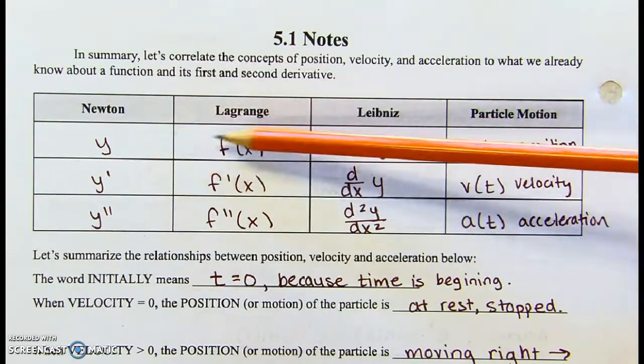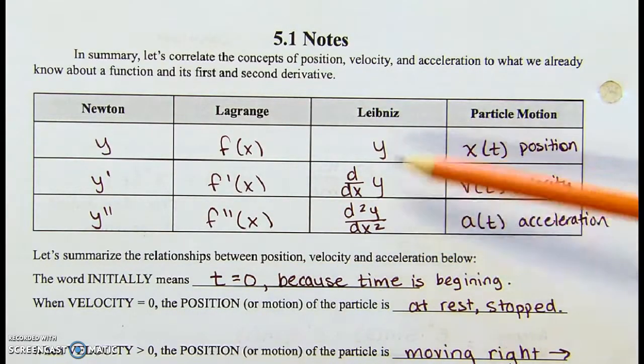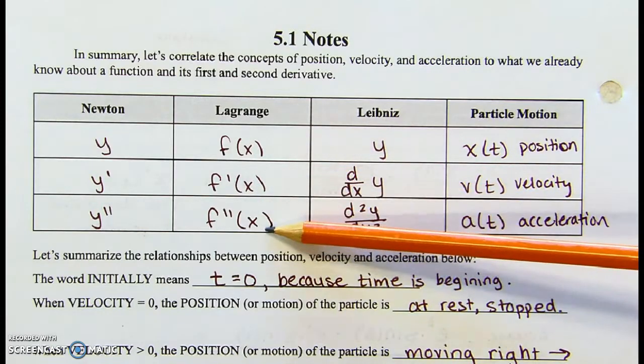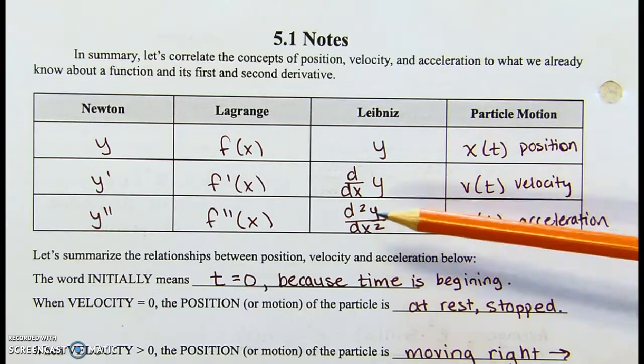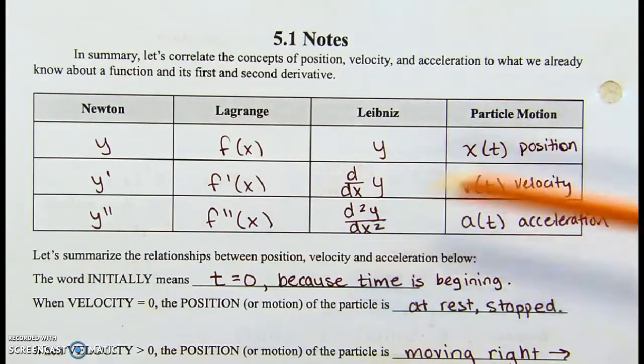We know that we already have seen these three notations. A notation is how to write something. We have f, f prime, f double prime, y, dy, dx, and then the second derivative here, y, y prime, dy double prime, sorry. Okay, you ready?